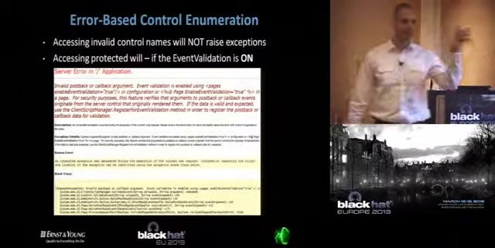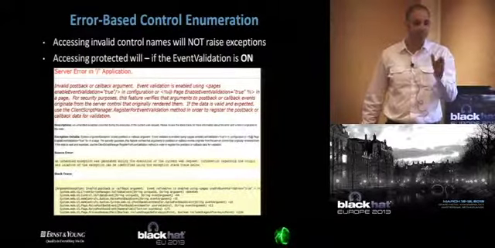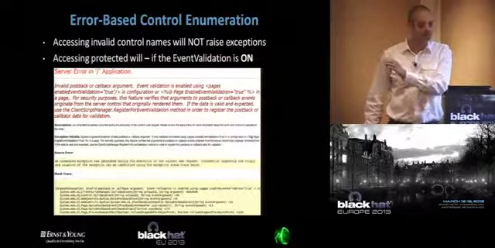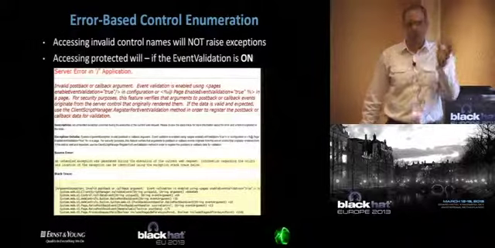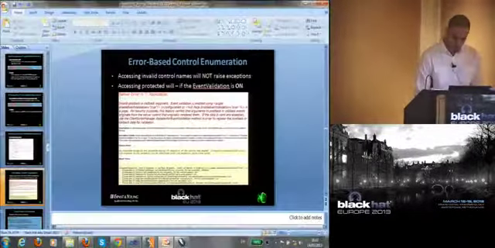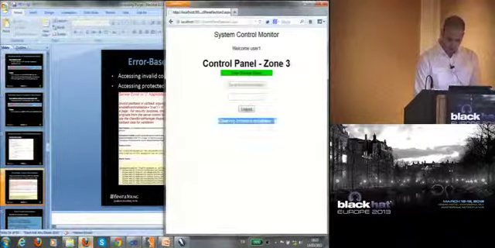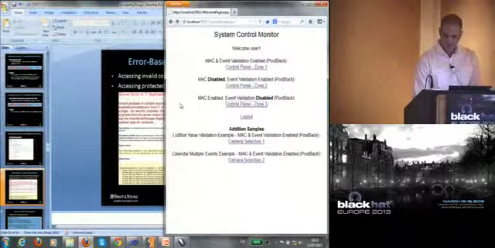When you send the name of a control that exists in the page, is invisible, and you're not permitted to execute it, .NET will throw an exception. Okay? Let's see that behavior in action. If we have a page, let's say page 2, it has the event validation turned on.